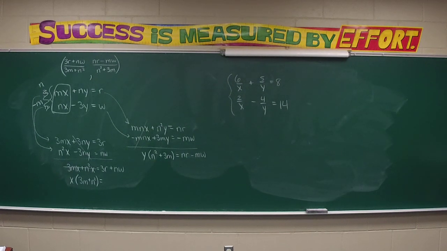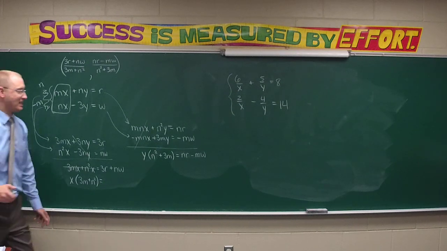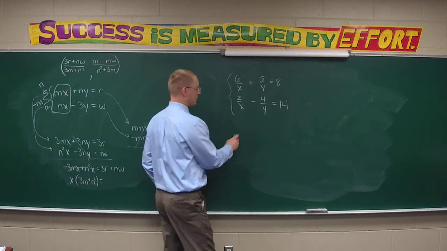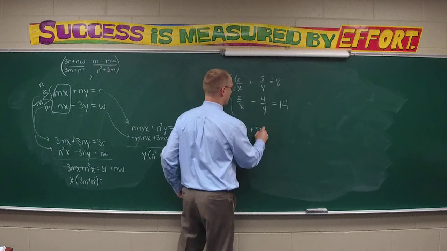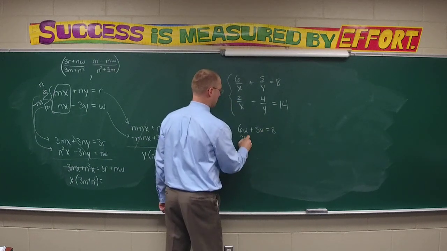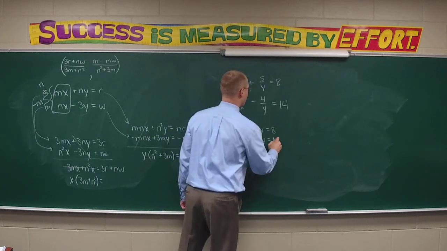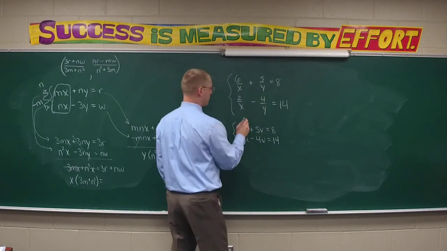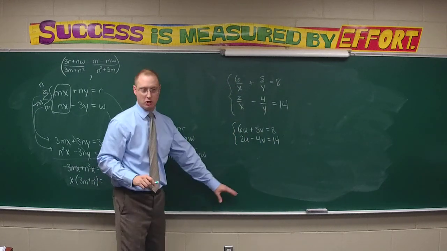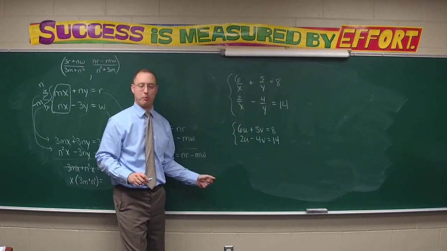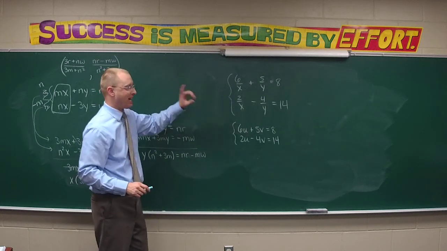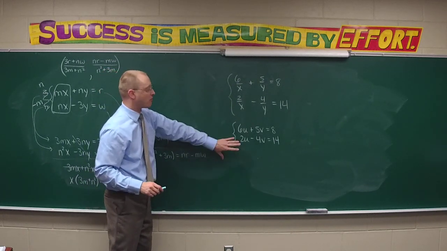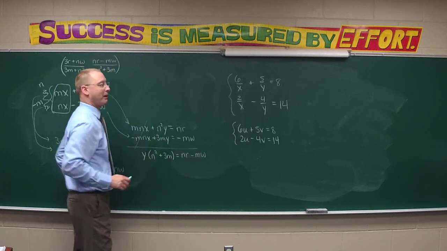Genesis? Saw you mouthing something over there. Substitution, right? The UV substitution. And what do we get when we make that substitution? 6u plus 5v equals 8, and 2u minus 4v equals 14. The only key to working with the UV substitution is once you get your u and v, do not stop. I'm not asking you to solve for u and v. I need x and y. We're going to use u and v as a means of getting there. So just a quick reminder there.